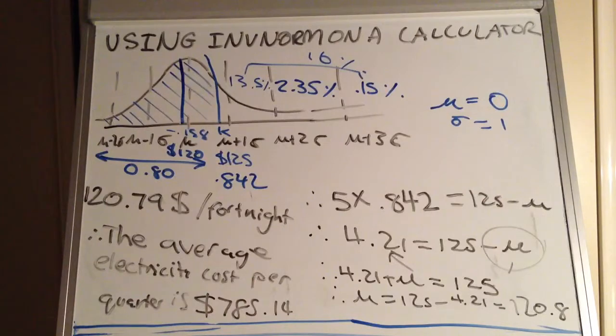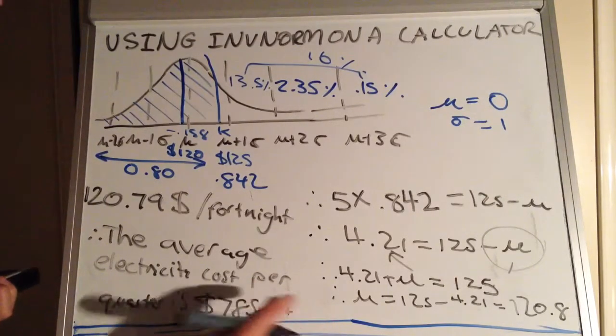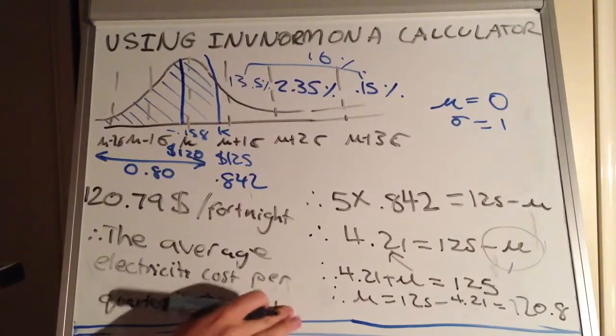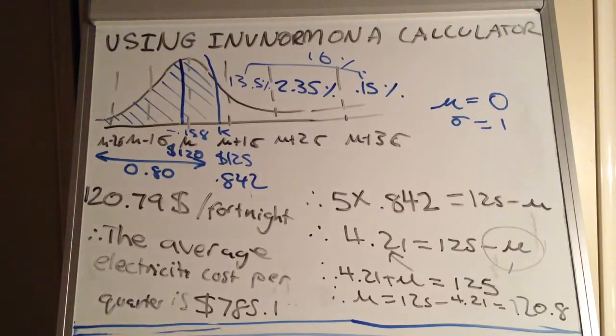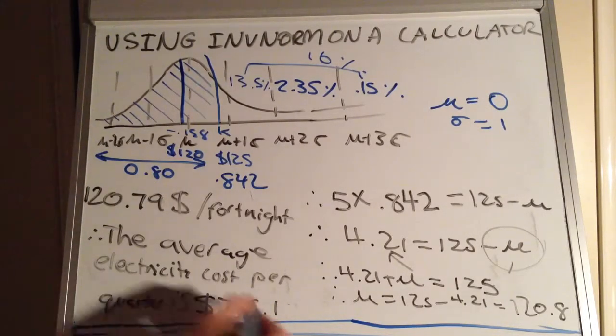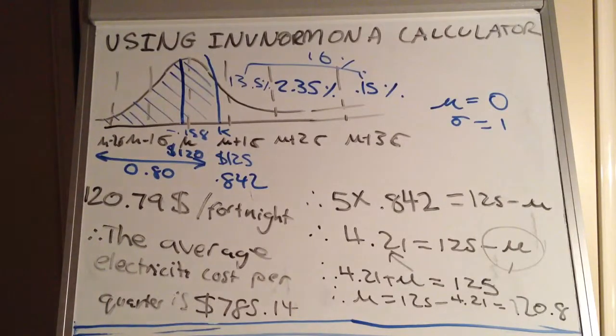And that's to 4SF. Of course we could write it to 3SF if we wanted to, in which case we could just say that $785.10 is rounded to 3SF. But I'll put the extra 4 in there, we'll be that precise. So we're using invnorm on our calculator, and we're going to look at another problem now.